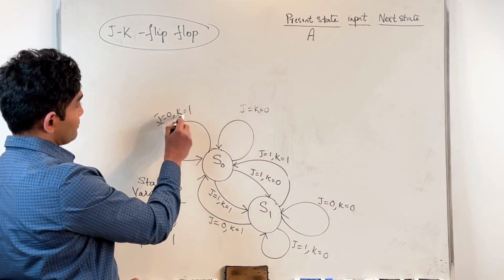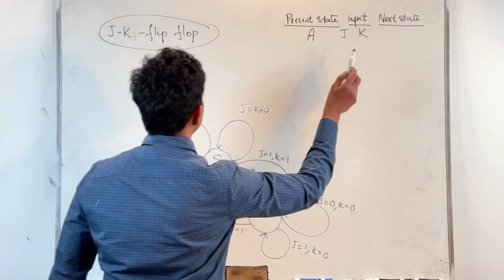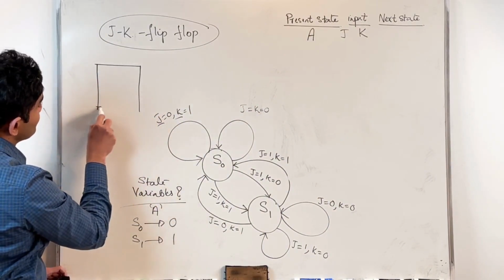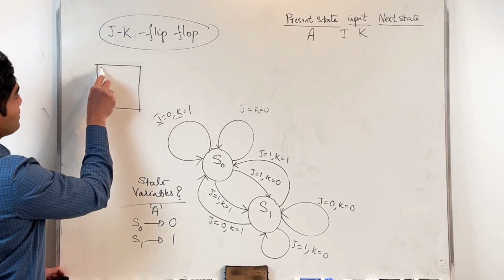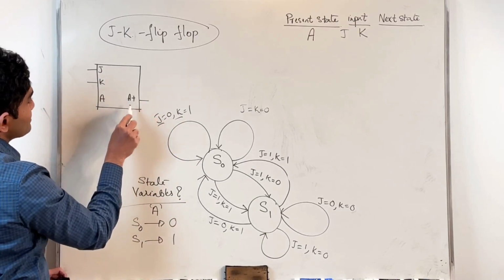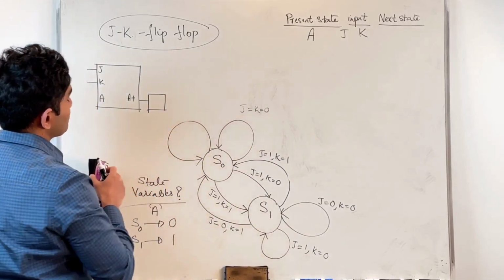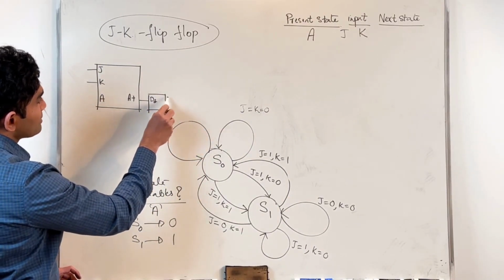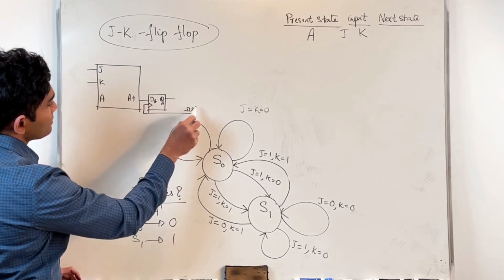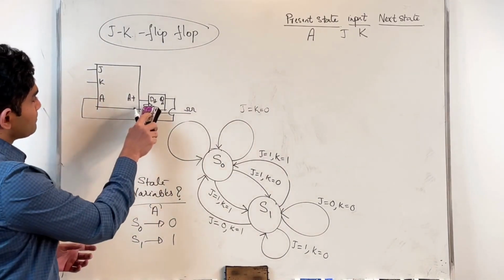I have two inputs, J and K, for this one. And my next state, remember that in my general block diagram, it looks something like this. I have a single state variable A and two inputs J and K. A plus is my next state. Because I have a single state variable, I need a single flip-flop, DA, with output QA, a clock, and the feedback. So this will be the block diagram.